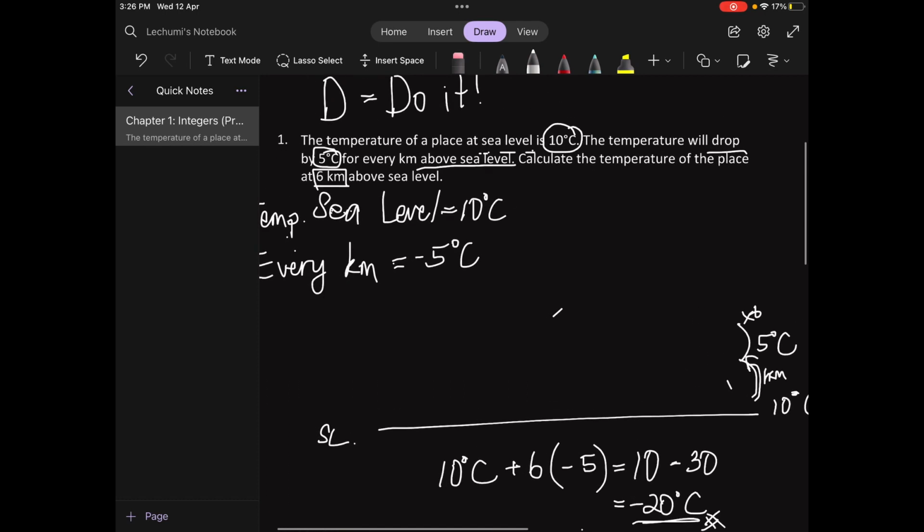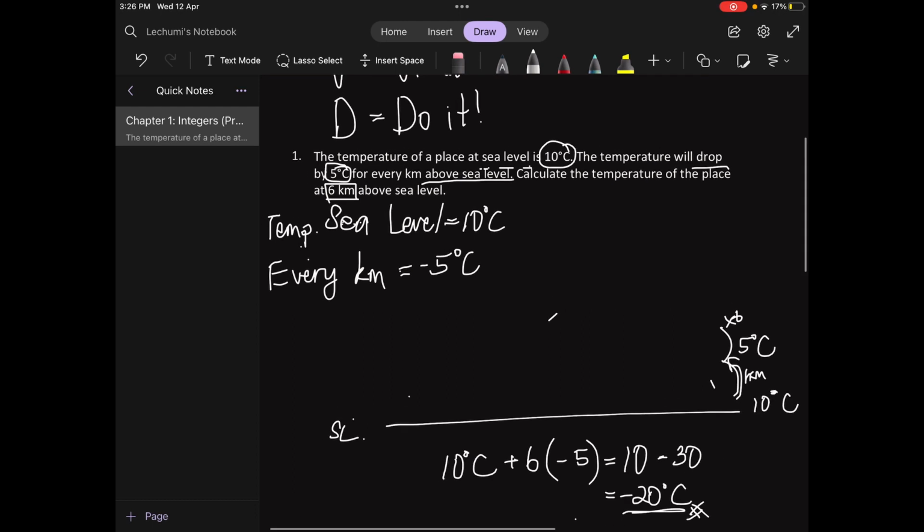So I'll go through it one more time. The temperature of a place at sea level is 10 degrees Celsius. So we have 10 degrees Celsius. Then it drops by 5 degrees Celsius, which means -5. We have right here. And since they say it is 6 kilometers above sea level, we have 6. So the first time is -5. Second time it is going to be -10. Third time -15. And at 6 times it's going to be -30, as we have gotten right here. So 10 minus 30, we have -20.